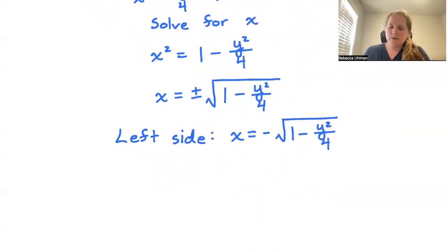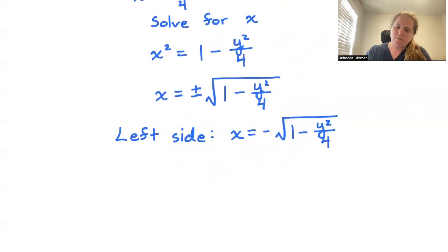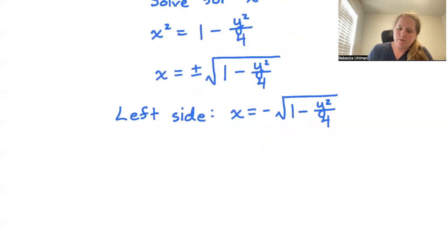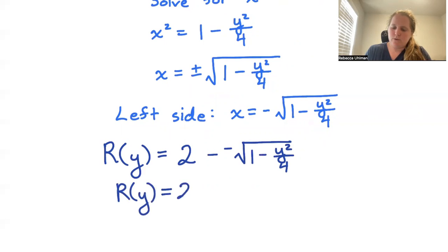So for this, our outer radius, capital R of y, is going to be 2 minus a negative square root of 1 minus y squared over 4. Or capital R of y is equal to 2 plus the square root of 1 minus y squared over 4.